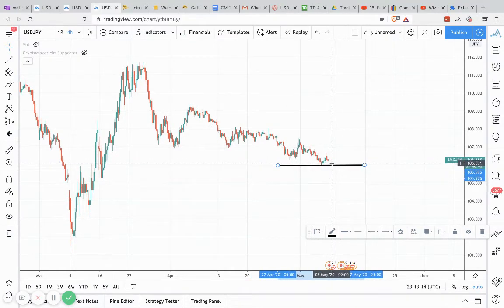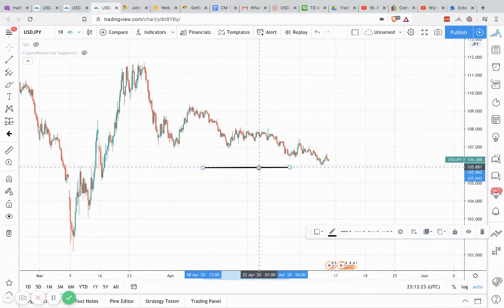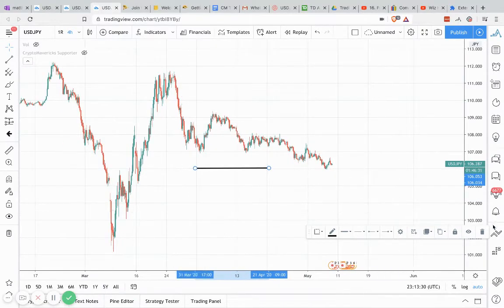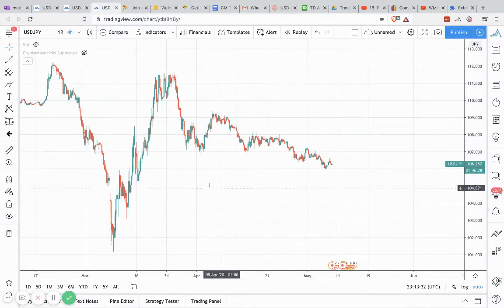And I bet you if price gets down to this level right here, it should struggle, at least at the very beginning, to break it, just based on this alone. But anyway, that's the main thing that this indicator does: it actually does all of this pretty much for you.